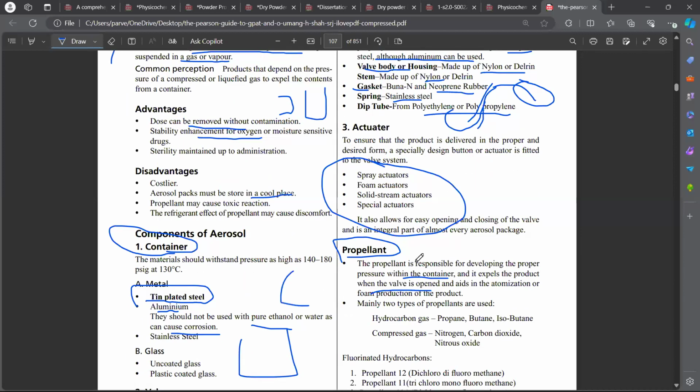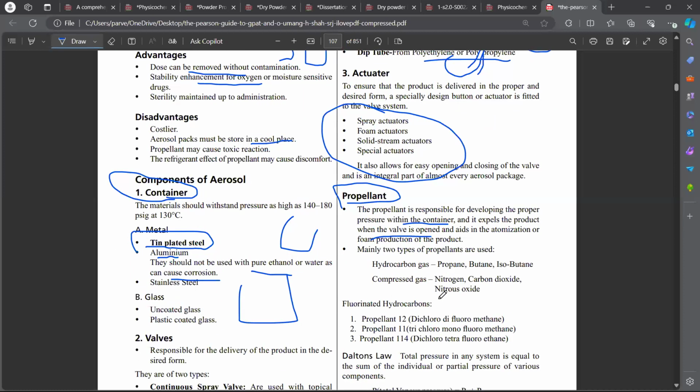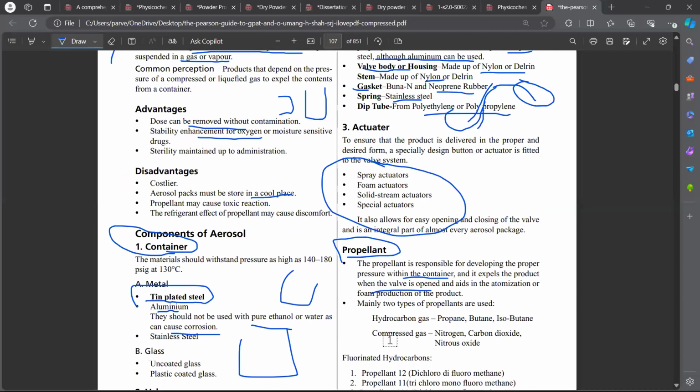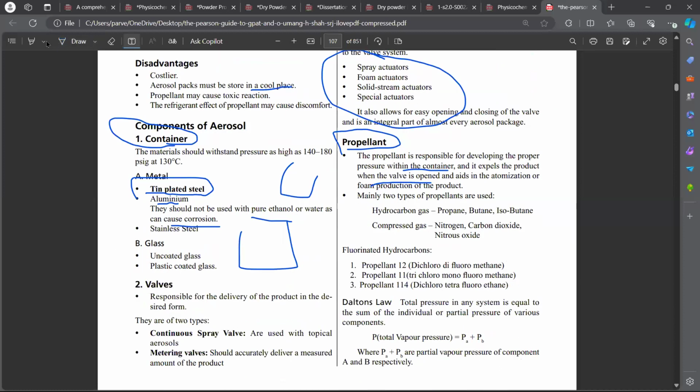As I mentioned, mainly two types of propellants are used, which mainly include the fluorinated hydrocarbons. Halogenated hydrocarbons means fluorinated and chlorinated. So let me note a point here. The fluoro and chloro hydrocarbons are used for respiratory purpose.